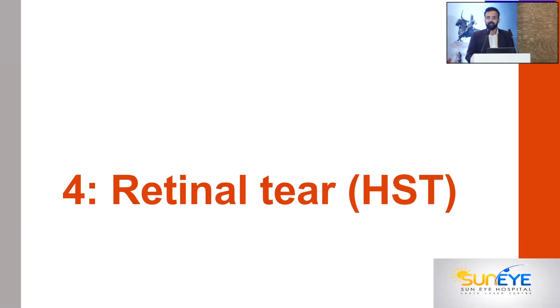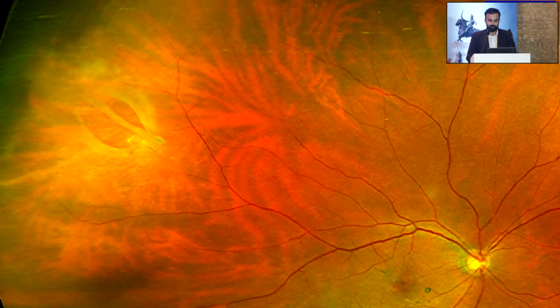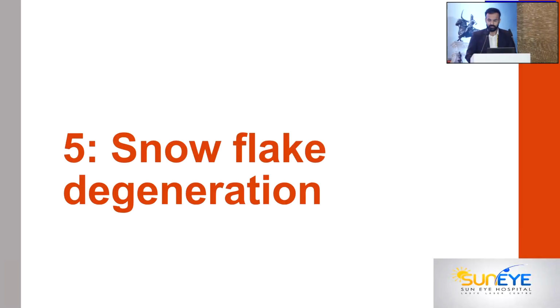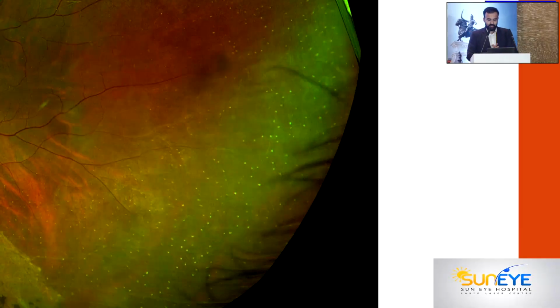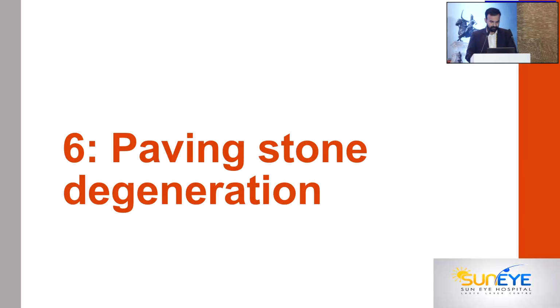Now the next part is the dynamic one which I'm talking about. That is a retinal tear or a horseshoe tear. This is basically when the PVD induces from the posterior pole and goes towards the periphery. It's a dynamic break, not a static break. So the vitreous pulls and causes a horseshoe tear in the periphery, again predisposing to retinal detachment. The next one is snowflake degeneration. These are white crystal-like deposits which are seen in the periphery.